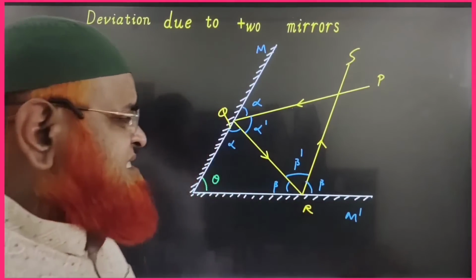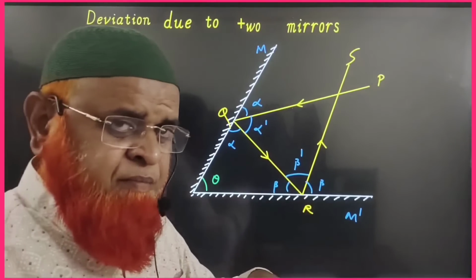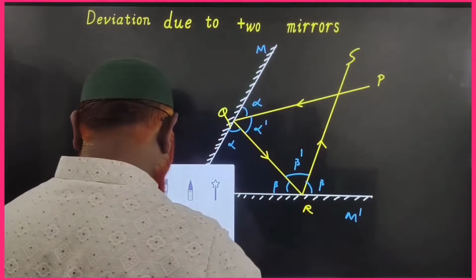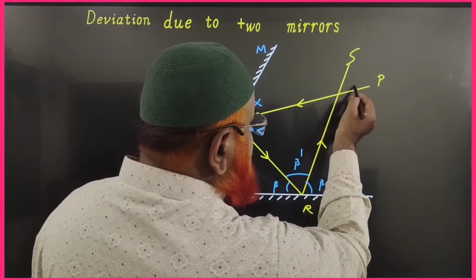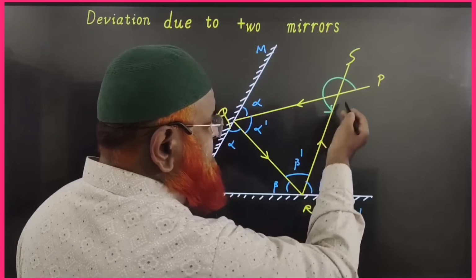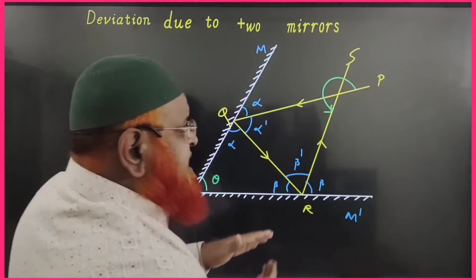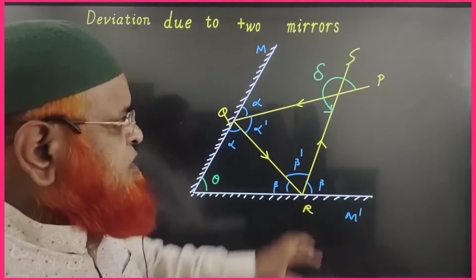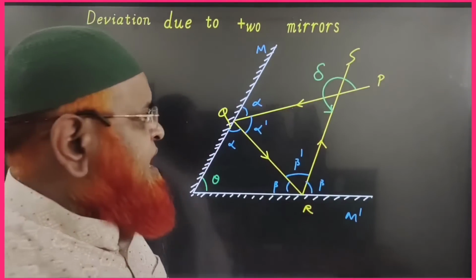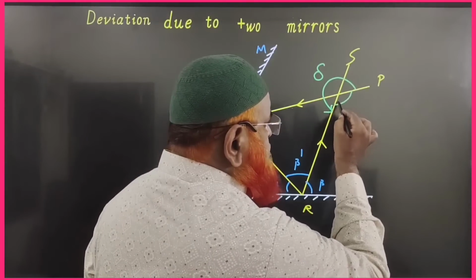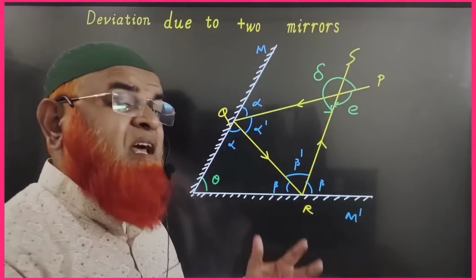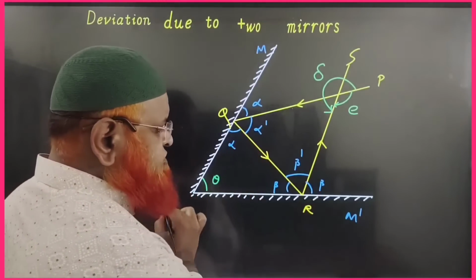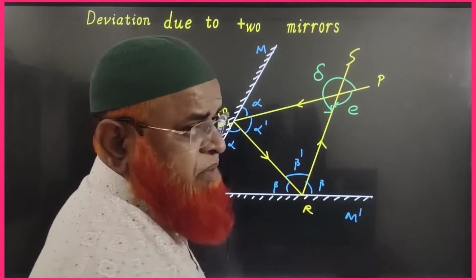Now, we are asked to find out what the deviation is. What do you mean by deviation? It is entering from here and exiting from here. It is entering like this and the exit is in this direction, and that is going to be the deviation here. So we need to find out the deviation. Let us consider this angle to be the exterior angle. Now, let us imagine this is alpha, alpha dash and alpha. This is beta, beta dash and beta.